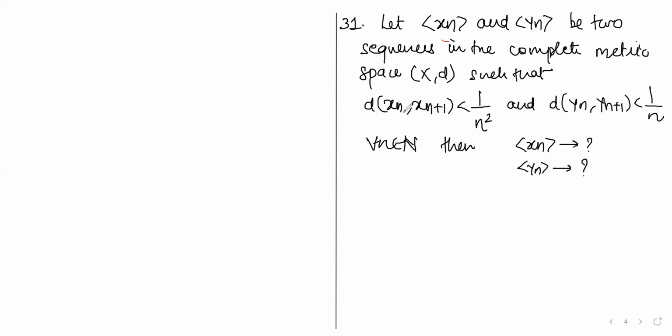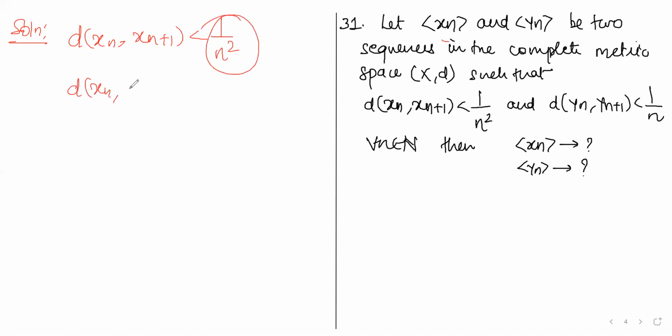So just note this result. The solution is here. d of xn comma xn plus 1 is less than 1 over n square. You can consider this to be a sequence, say an, and check the behavior of this series. If the series is convergent, then xn will converge. If the series diverges, then yn will diverge. That's a standard result that I'm using here.